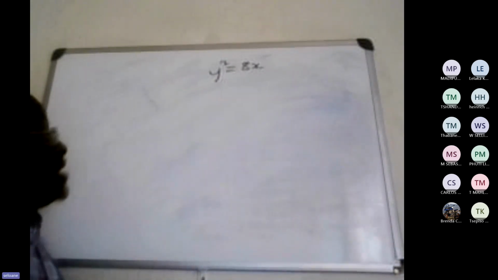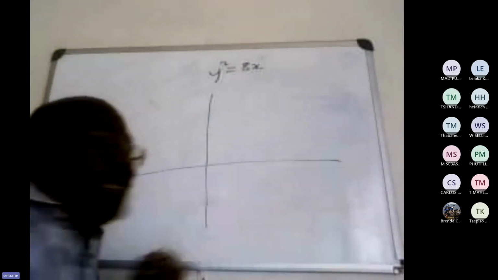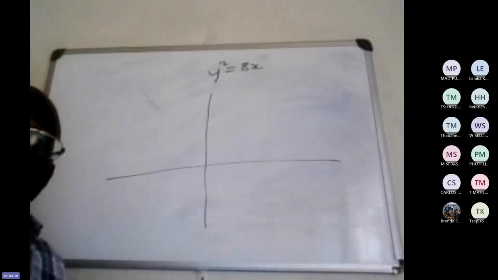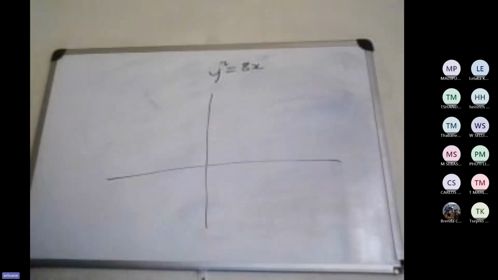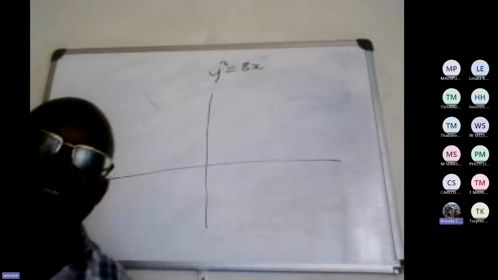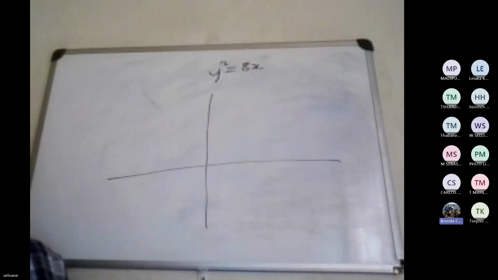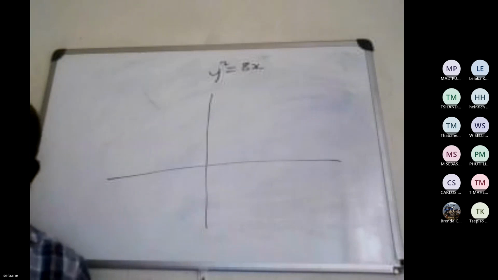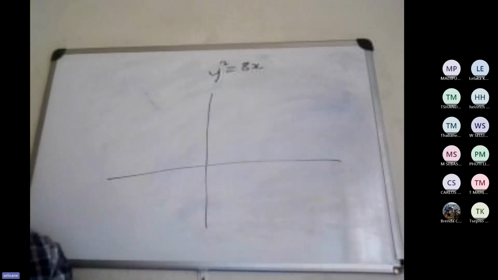Then you must be able to sketch it, in case in the exam it's not sketched for you. What is this? Can you sketch this? Tell us how it will look like. Anybody? Is that y squared is equal to 8x? Yes, y squared equal to 8x. Can you sketch this? y squared equal to 8x.